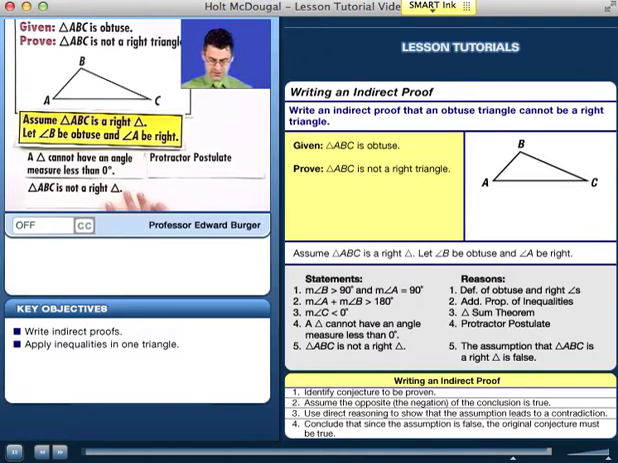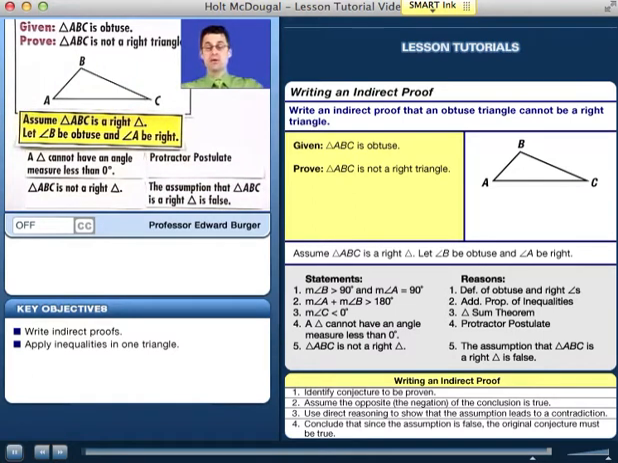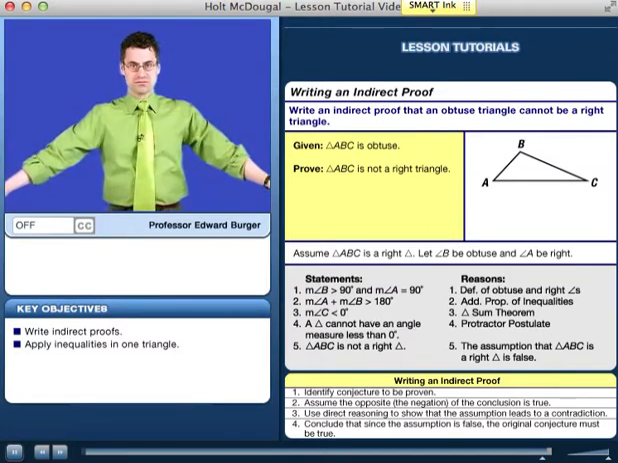And so therefore, triangle ABC is not a right triangle. The assumption that triangle ABC is a right triangle is false. And therefore, we actually showed the triangle ABC is not a right triangle. And we did that using an indirect proof. We assumed the opposite, and we produced a contradiction. Tricky proof technique, but important.